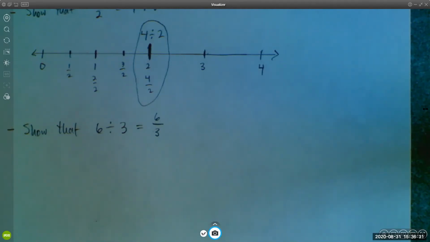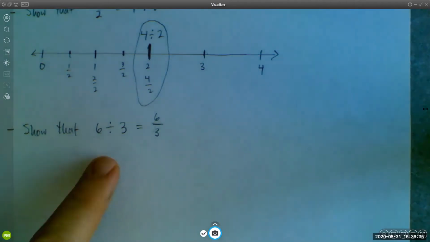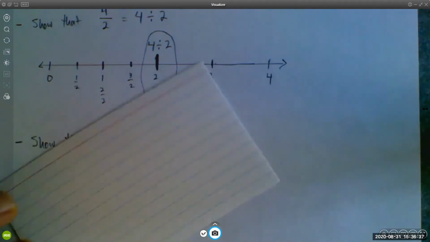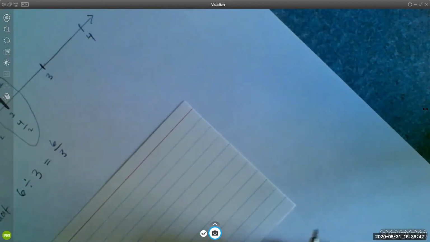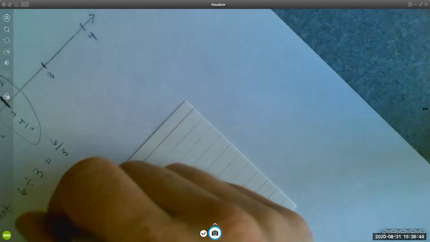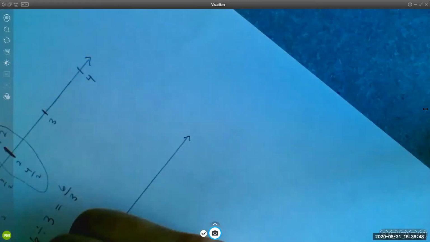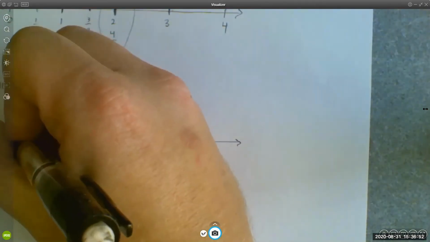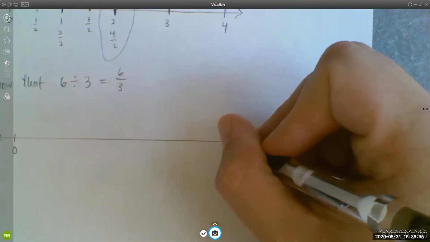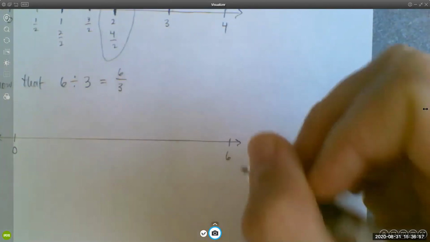I'm going to do this the same way. So first of all, to show 6 divided by 3, I need to have 6 units. So I'm going to give myself a number line. And let's say that 0 is here and 6 is there.